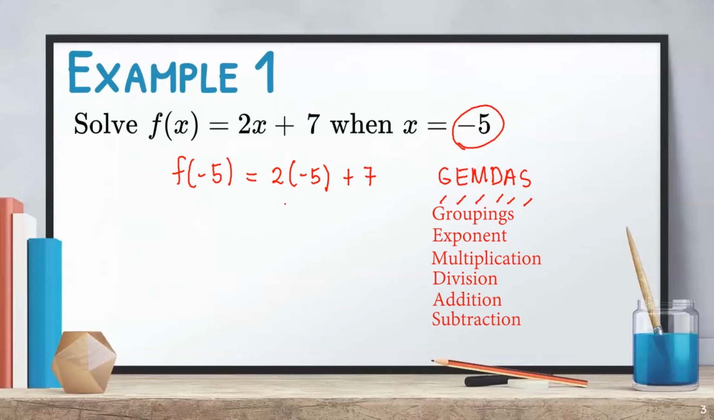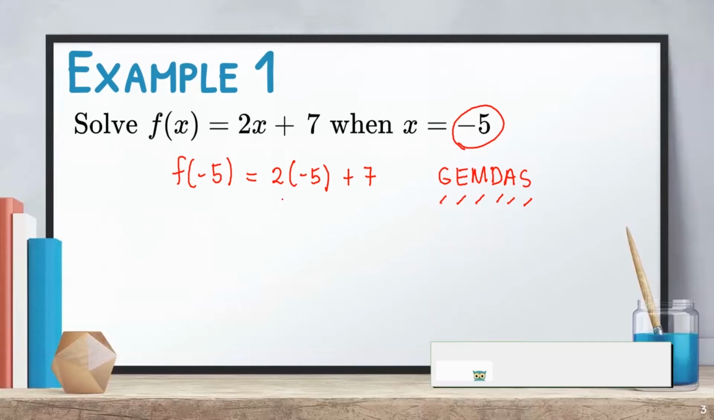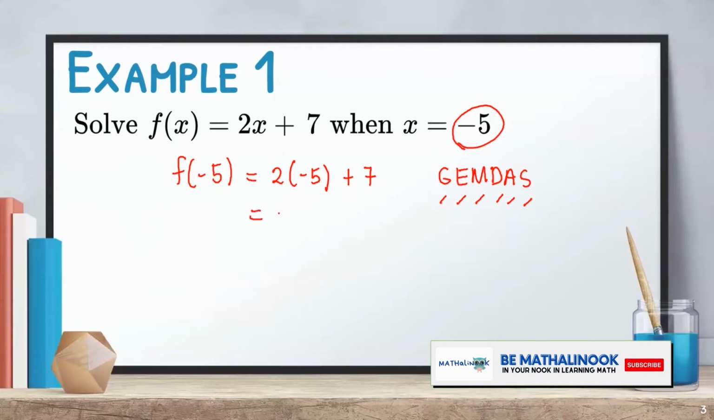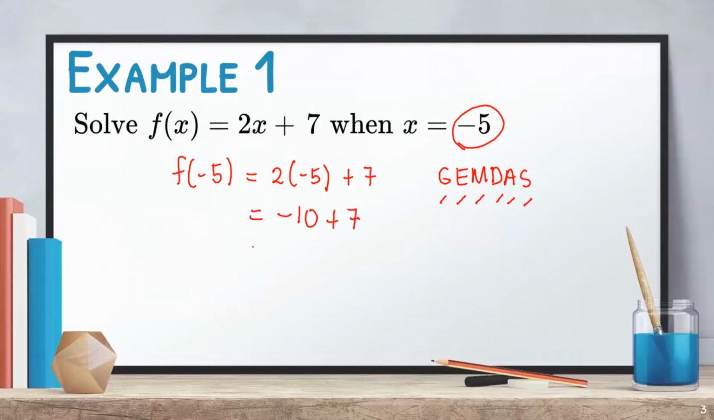Therefore, for this one, we need to multiply and then add. So, 2 times -5 equals -10. Then copy plus 7. When we simplify this, -10 plus 7 will give us -3. Therefore, f of -5 equals -3.